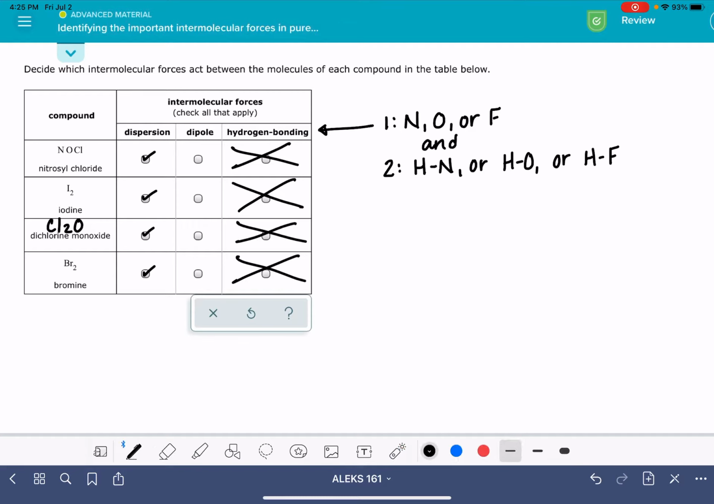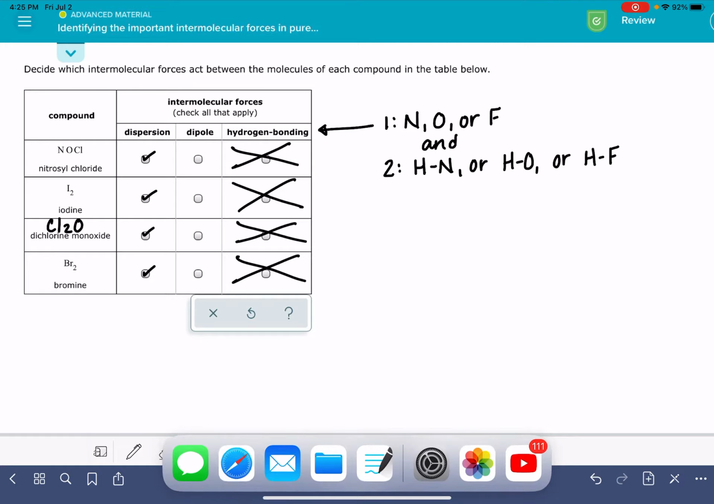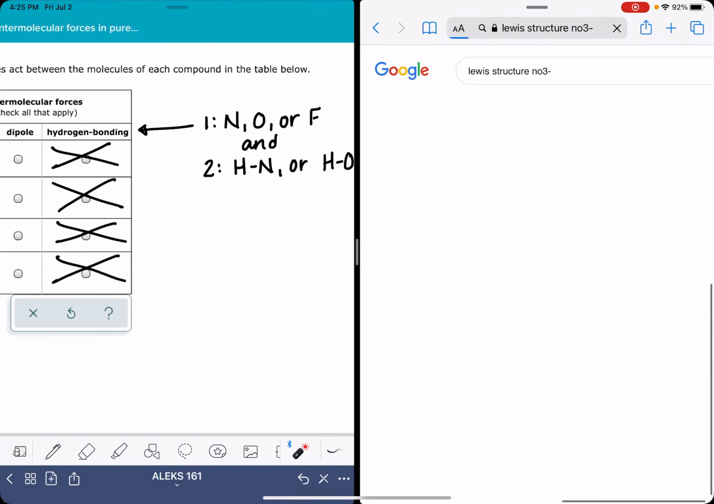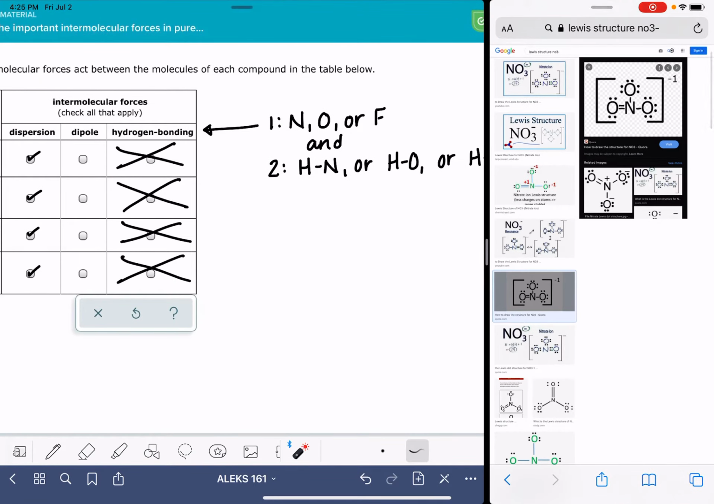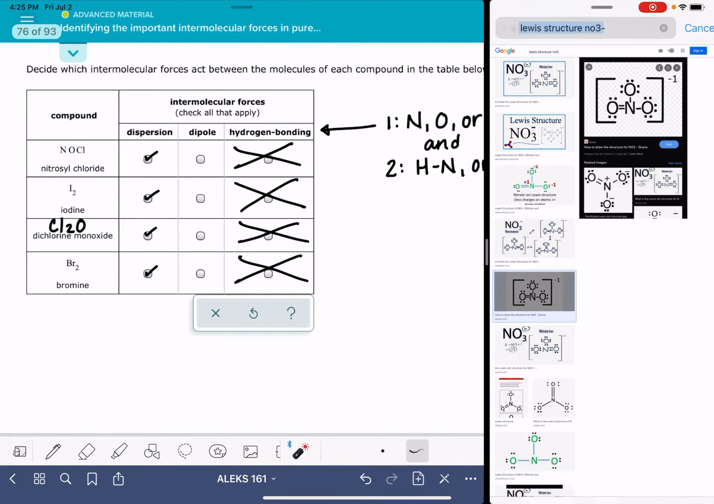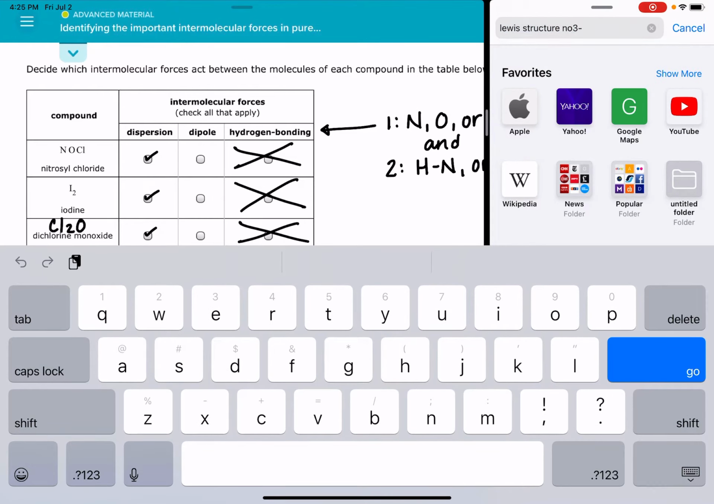So the dipole ones are actually the hardest ones to figure out. They are absolutely the most difficult. And these are the ones where we need to be looking at the Lewis structure of the molecule in order to be able to check or not check this box. Now I'm going to be using the internet to look up these Lewis structures just to save time. It's a lot faster if we use the internet to look them up. And the first molecule we want to look up is NOCl.